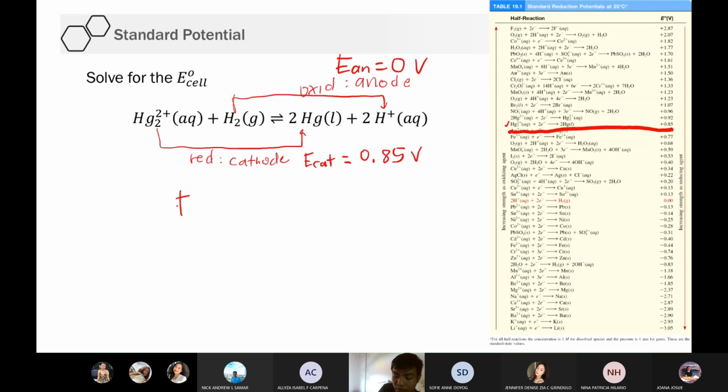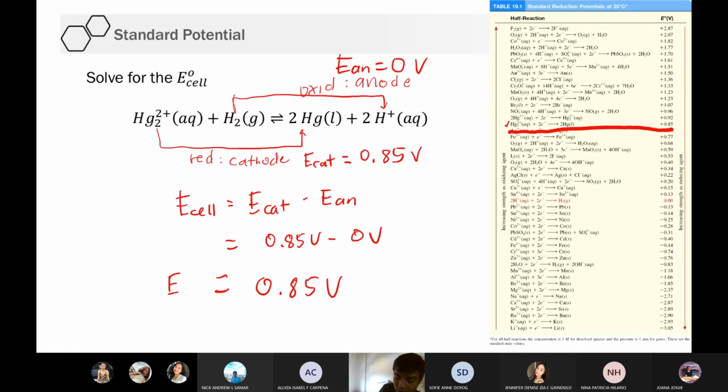Let's solve for E cell. You know, E cell equals E cathode minus E anode. Cathode is 0.85 volts. Anode is 0 volts. So basically, that's still 0.85 volts. Yan yung E cell natin. Parang ang dali lang, no? Hanapin mo lang yung anode, hanapin mo yung cathode, tapos tingin ka sa table, then plug it into this equation. Then you can get the E cell.